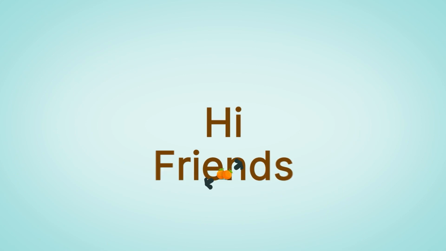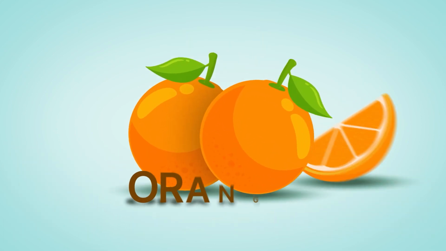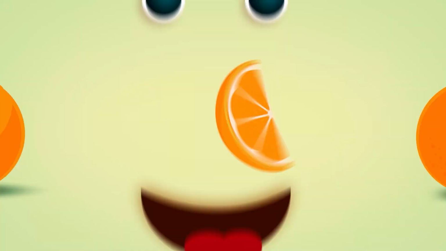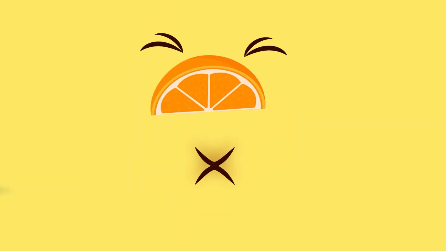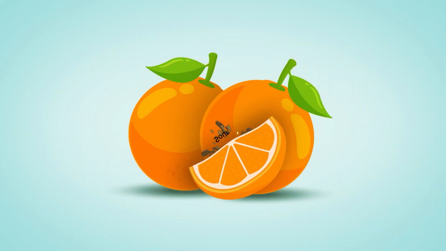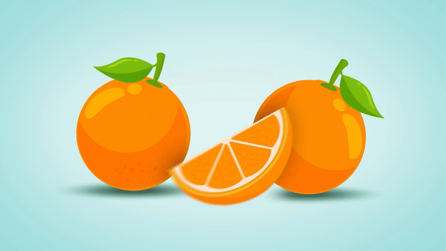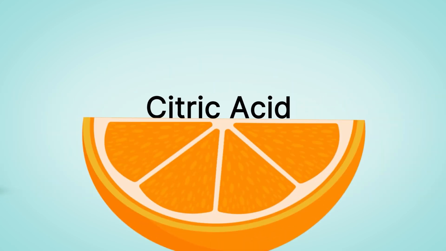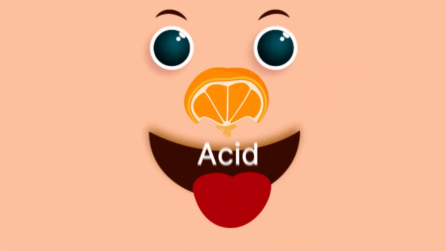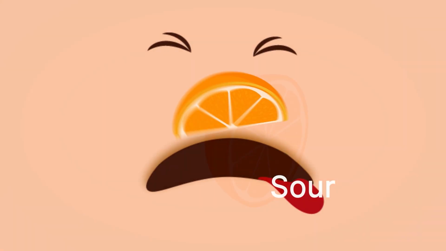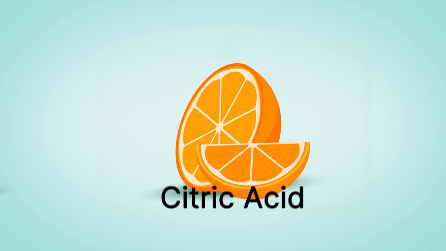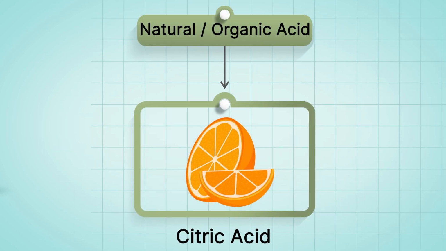Well, friends, what do we have here? Fresh oranges. But it tastes too sour. Can you tell me what makes these oranges so sour? Yes, the presence of citric acid. And we all know that acids are sour in taste. Here, citric acid is an example of natural or organic acids.